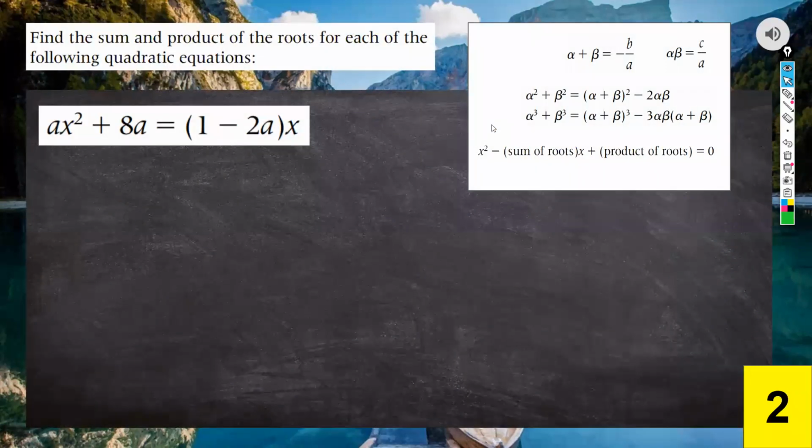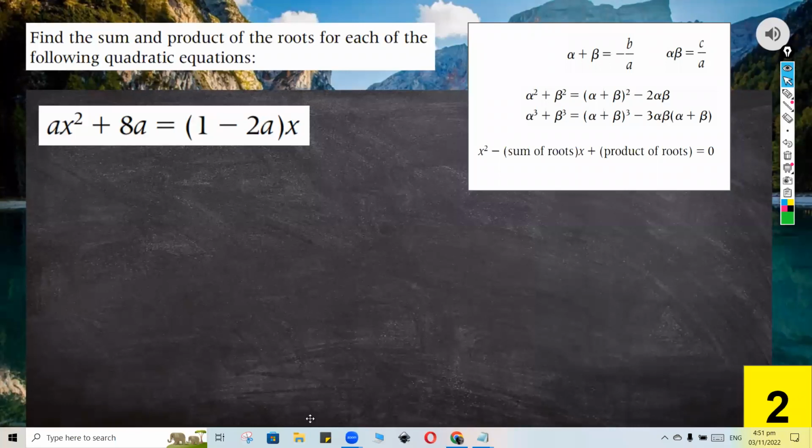All right, so this one looks a little bit scarier, but it is doable. What you're going to have to do first is obviously get rid of those brackets, right? So we have to expand those brackets. So you have ax squared plus 8a, and then everyone inside here gets multiplied by x. So 1 by x is just x. You can put the 1 if you want to, but you don't have to. And 2a by x is minus 2ax.